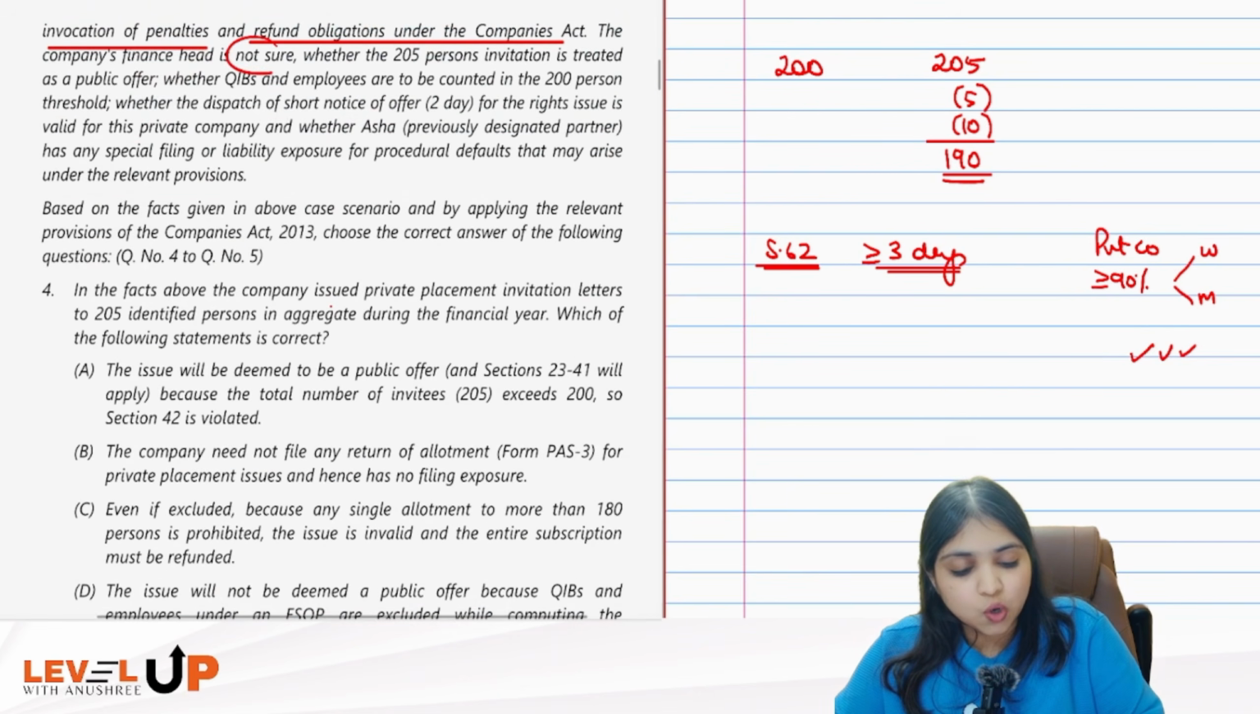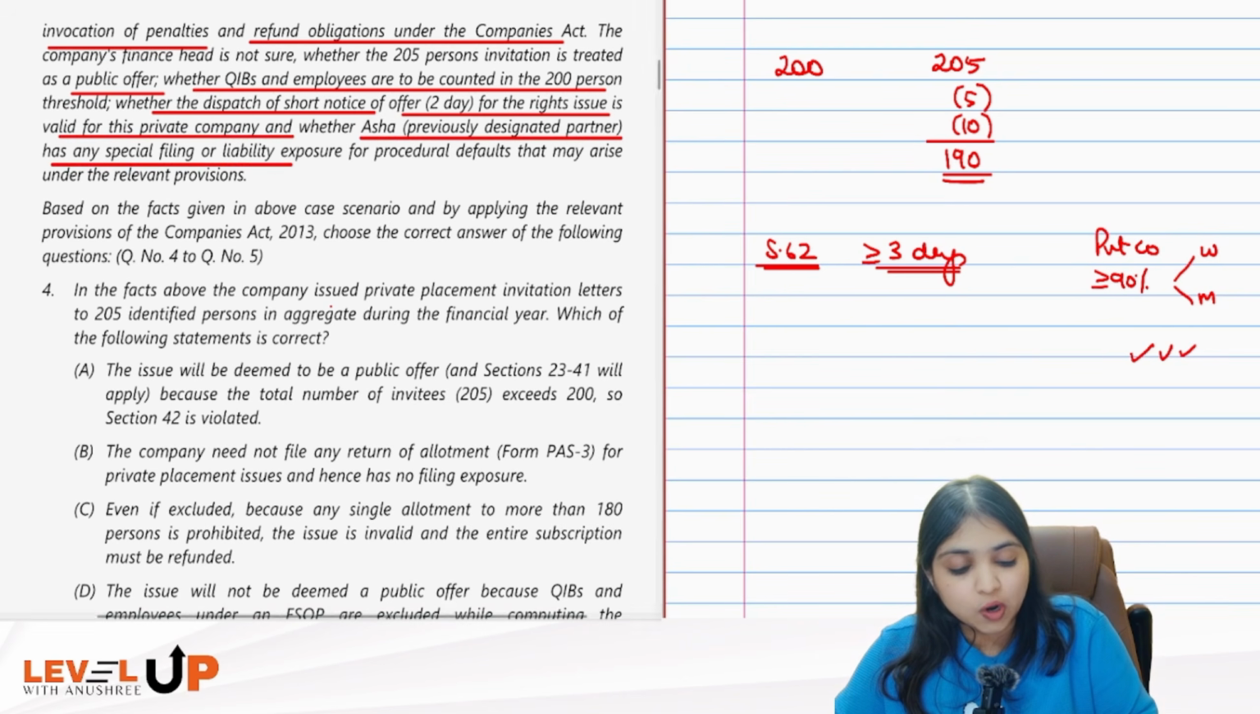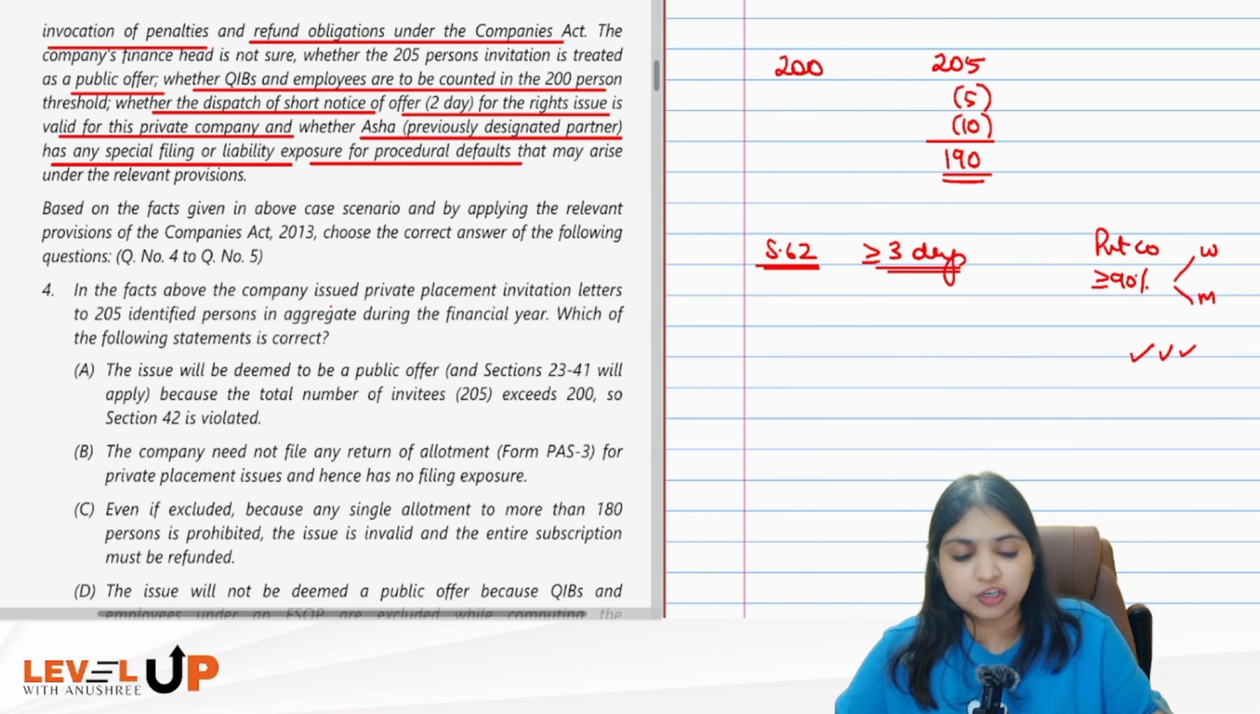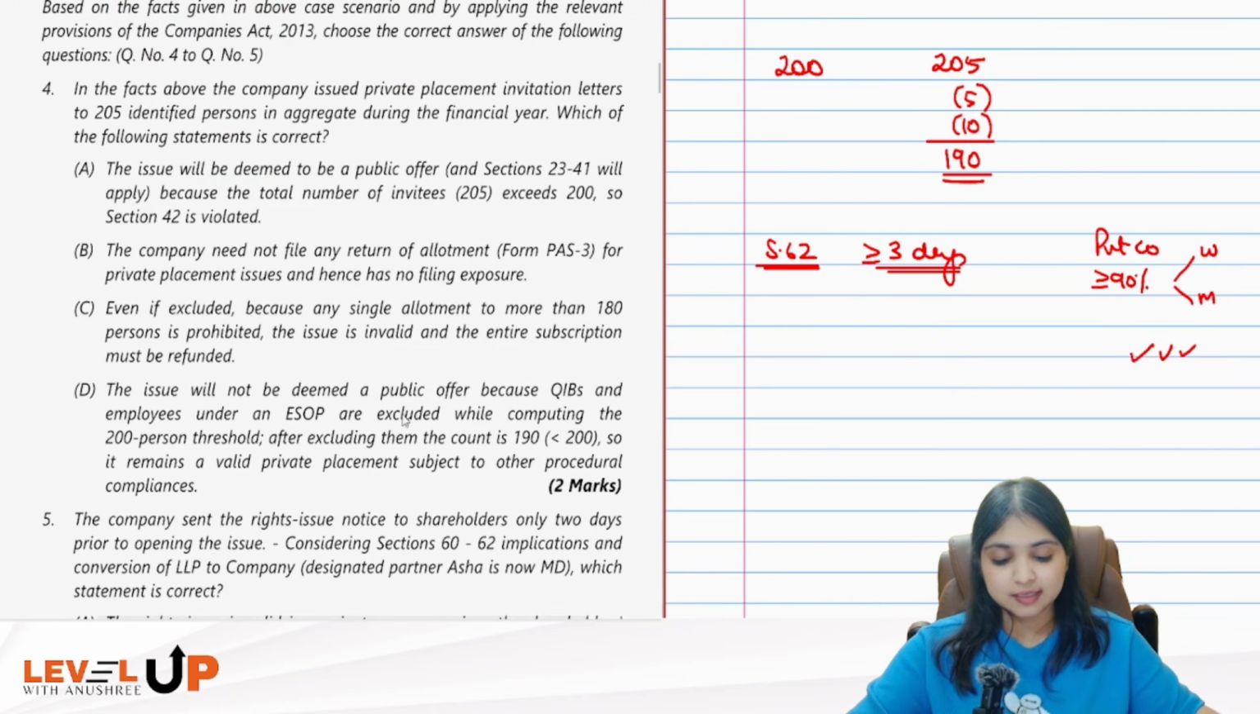The company's finance head is not sure whether the 205 invitation is treated as a public offer, whether QIBs and employees are to be counted in the 200 threshold, whether dispatch of short notice of 2 days for a rights issue is valid for a private company, and whether Asha, previously designated partner, has any special filing or liability exposure for procedural defaults. We'll come to the MCQs now, then we'll get back to the story in case it is required.